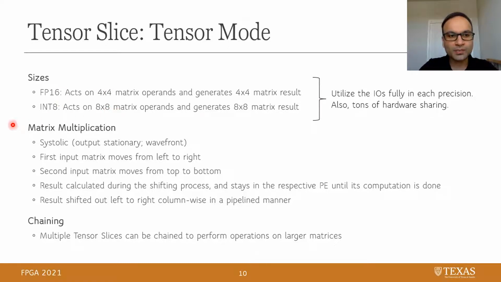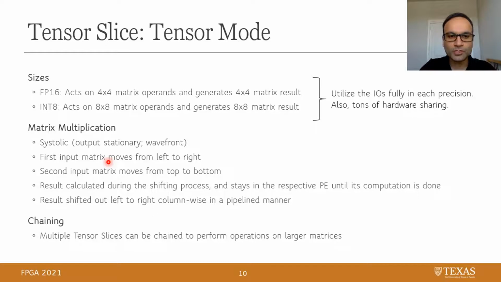The most compute-intensive operation supported by tensor slice in tensor mode is matrix multiplication. For this, we use a systolic architecture. The first input matrix moves from left to right. The second input matrix moves from top to bottom, and the result is calculated during the shifting process and is shifted out towards the end in a column-wise manner.